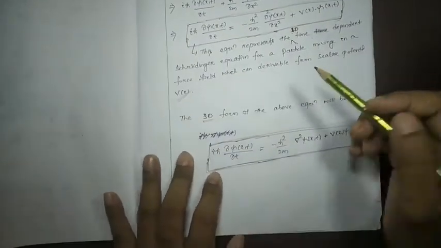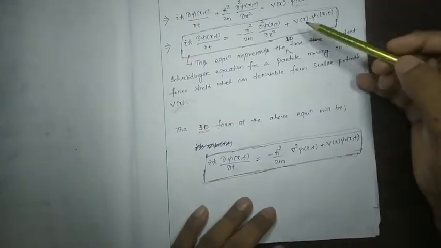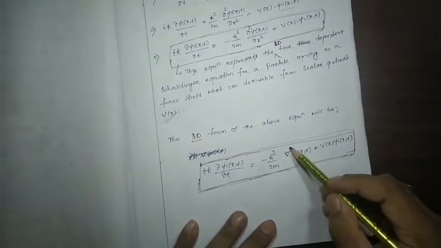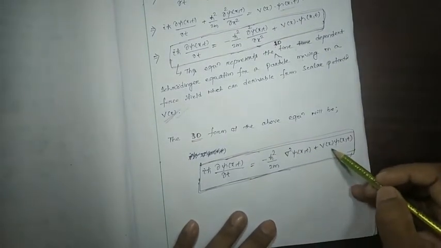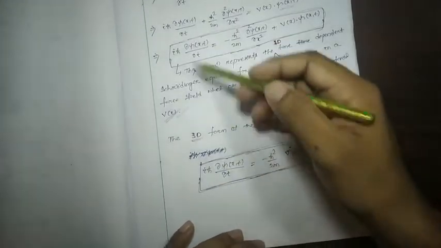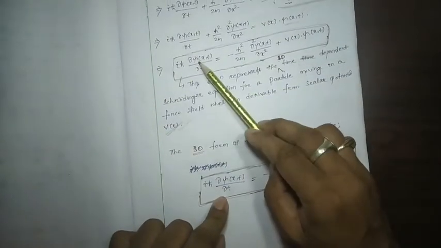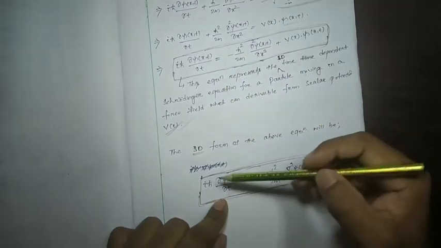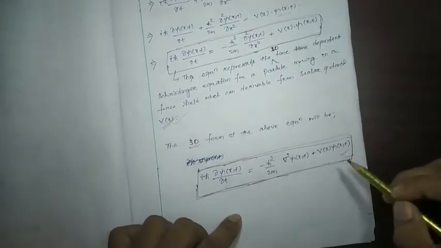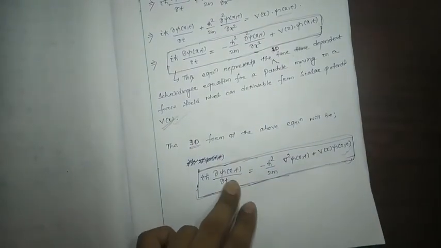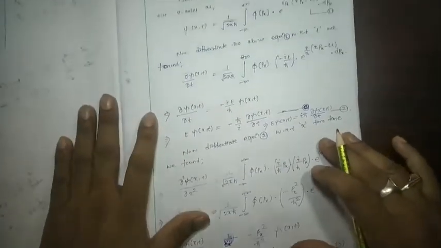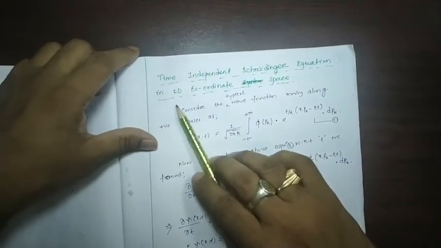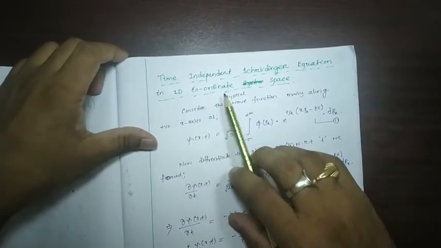So in 3D, how can it be written? Instead of del square by del x square, it can be written as del square psi xt plus Vx psi xt, and the left hand side will be the same, because psi xt is differentiated with time, so del psi xt by del t. This is the 3D form of the above equation. Now we have to move towards the time independent Schrodinger equation in one dimensional coordinate space.